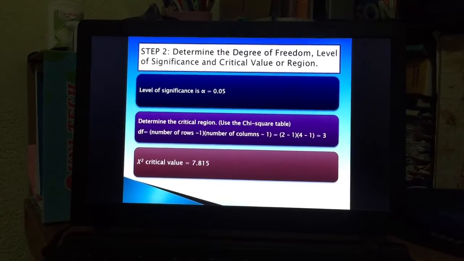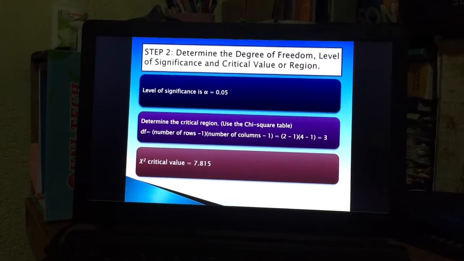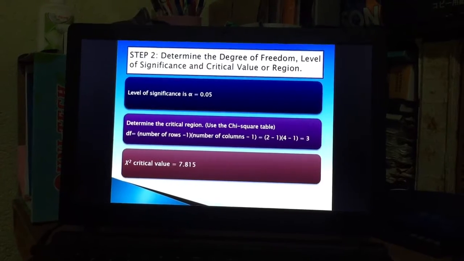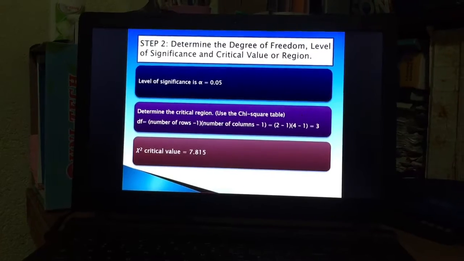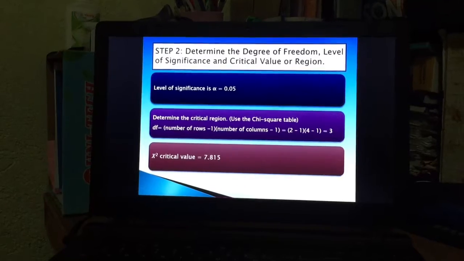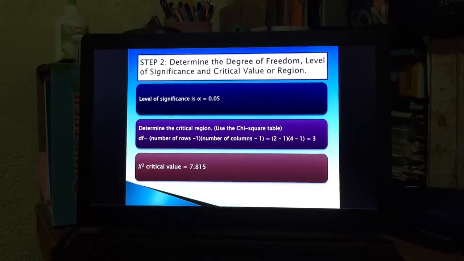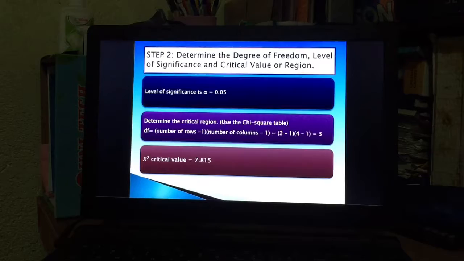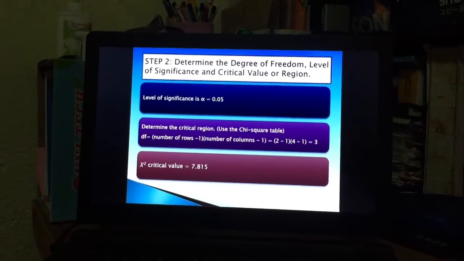To determine the critical region, we are going to solve first the degree of freedom, which is equal to number of rows minus 1 multiplied by number of columns minus 1, which is 2 minus 1 multiplied by 4 minus 1, and the answer is 3. Using the level of significance alpha 0.05 and the degree of freedom 3, we locate the critical value in the chi-square table, and the chi-square critical value is equal to 7.815.